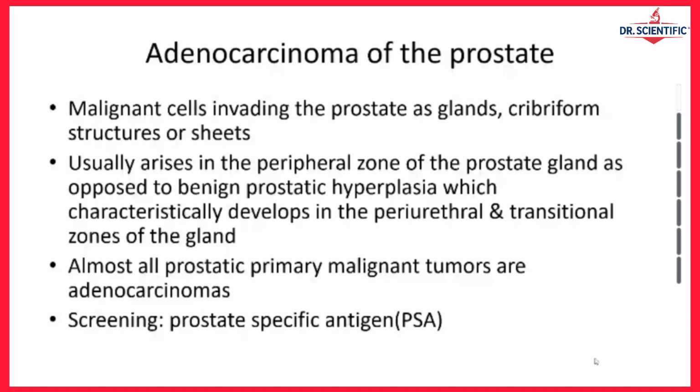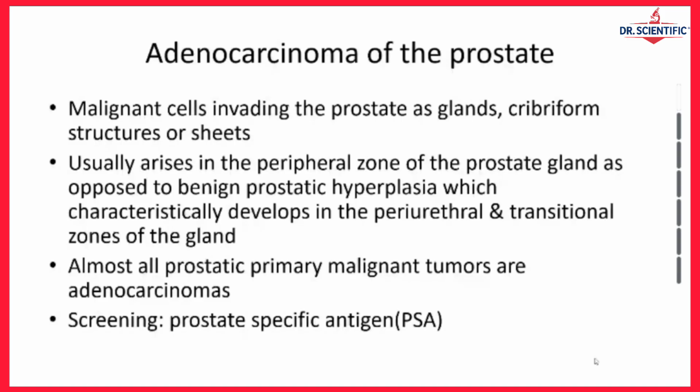It usually arises in the peripheral zone of the prostate gland, as we've already said, as opposed to benign prostate hyperplasia, which characteristically develops in the periurethral and transitional zones of the gland. The transitional zone is the side around the bladder, and it tends to grow throughout life. So almost all prostatic primary malignant tumors are adenocarcinomas, as we've already said.